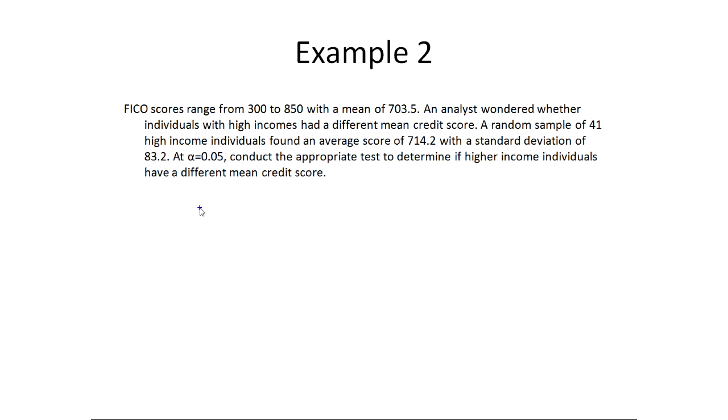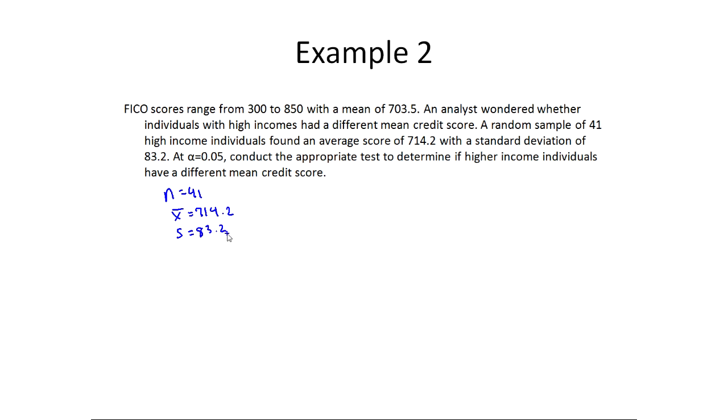Okay, so in this example, we're told FICO scores range from 300 to 850, although I think they recently changed this range. And the population mean is 703.5, so that's for everybody. And analysts wondered whether individuals with high incomes had a different mean credit score. So what does he do? He takes a sample. We have a sample of 41 high-income individuals, and the average for them was 714.2, which is obviously higher than 703.5. And the standard deviation, though, was pretty high. Now, this standard deviation, referring back to the sample, so this is S, is 83.2.